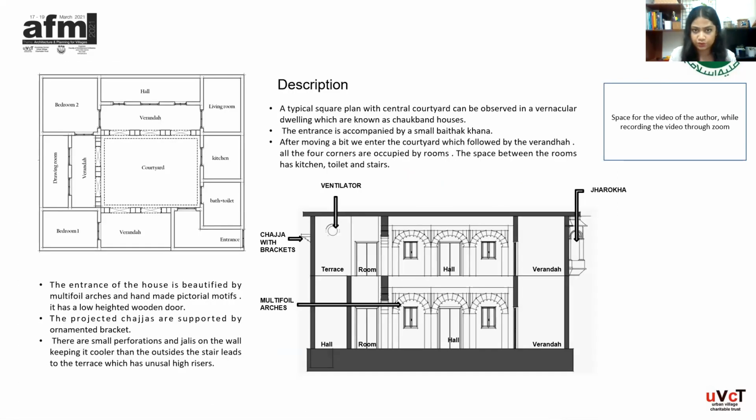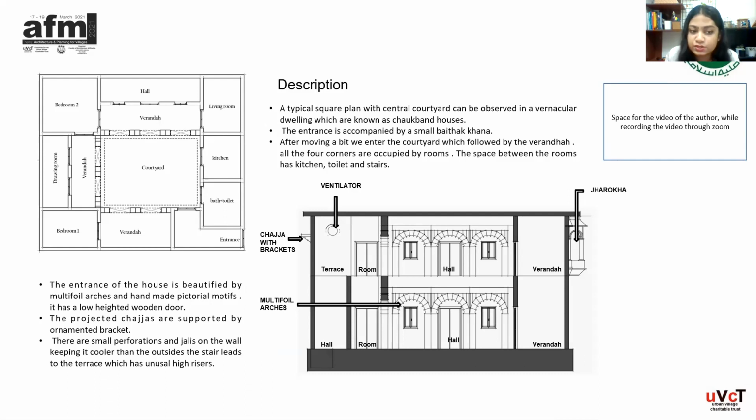A brief description. A typical square plan with a central courtyard can be observed in a vernacular dwelling, which is known as a chowband house. The entrance is accompanied by a small bathkhana. After moving a bit, we enter the courtyard, which is followed by the veranda. All the four corners are occupied by the rooms. The spaces between the rooms have the kitchen, toilet and stairs.